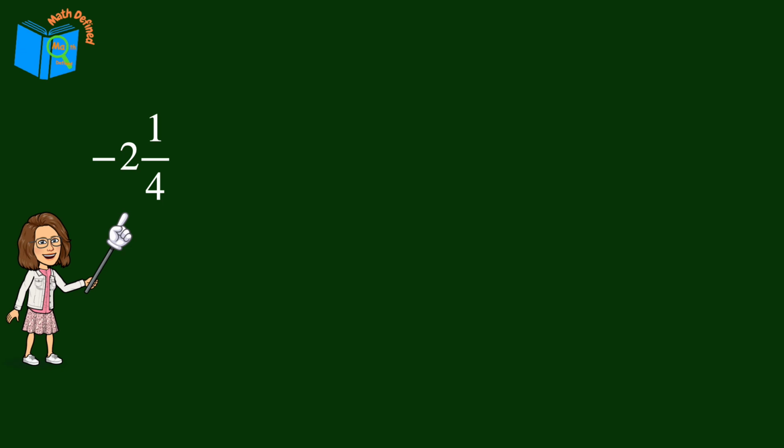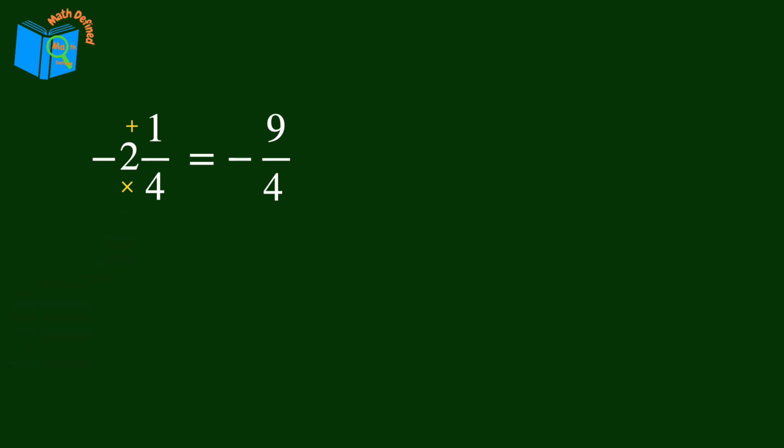To do that, we'll first turn it into an improper fraction by multiplying the denominator to the whole number and then adding the numerator while keeping the denominator and the sign the same. So 4 times 2 is 8, and 8 plus 1 is 9, so negative 9 is the numerator, and the denominator 4 stays the same. Now that we have negative 9/4, we'll use long division to convert this fraction into a decimal.